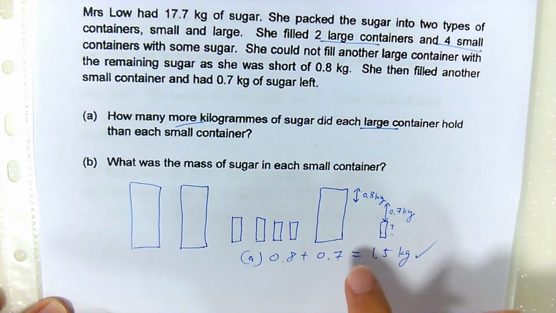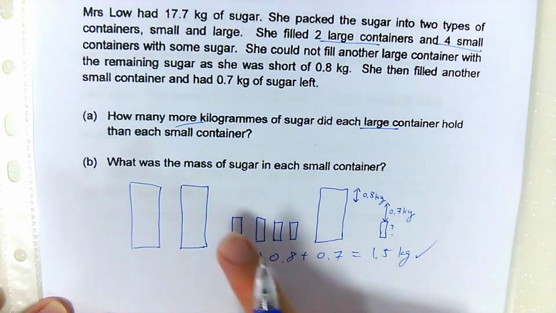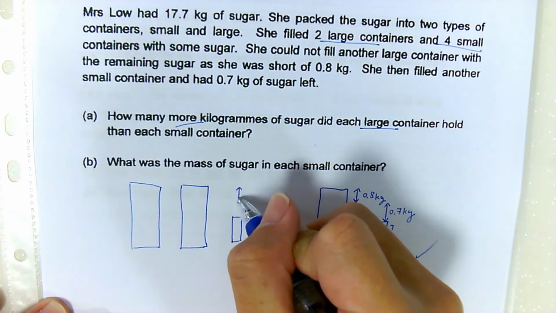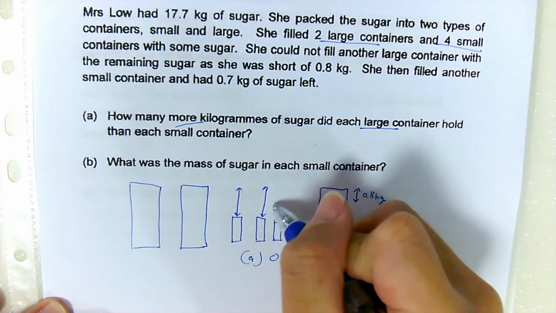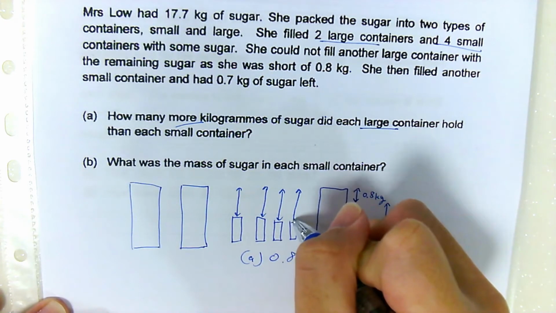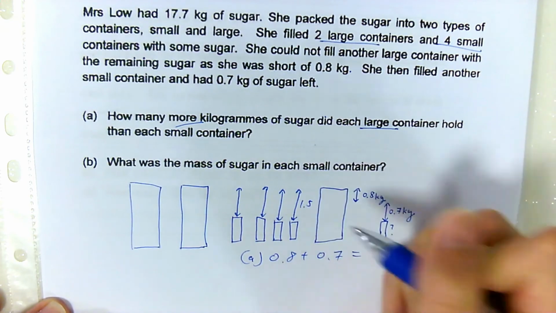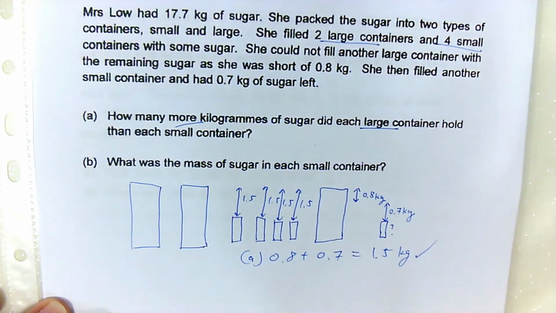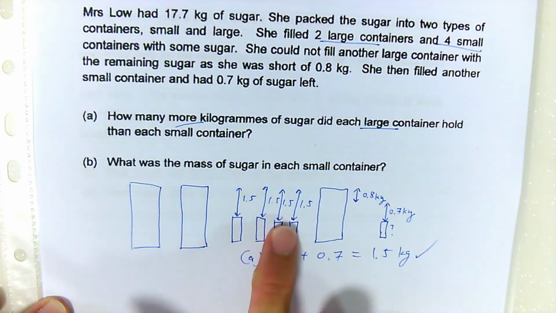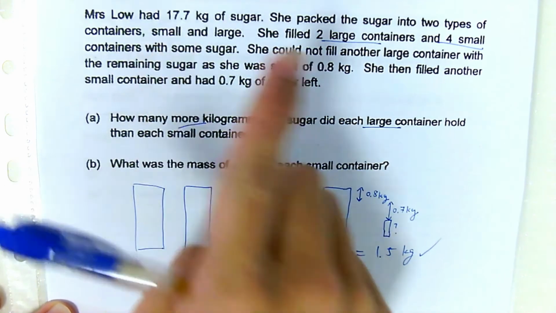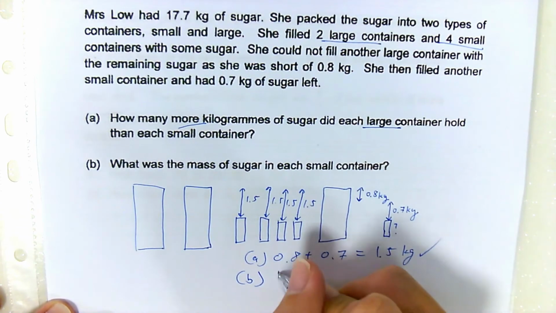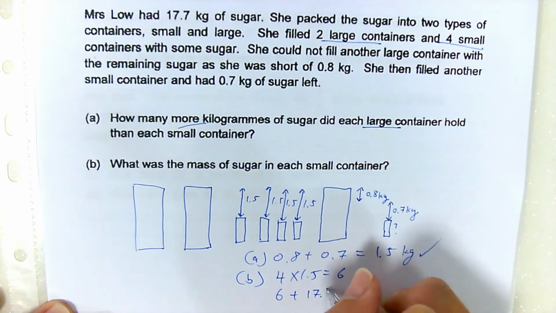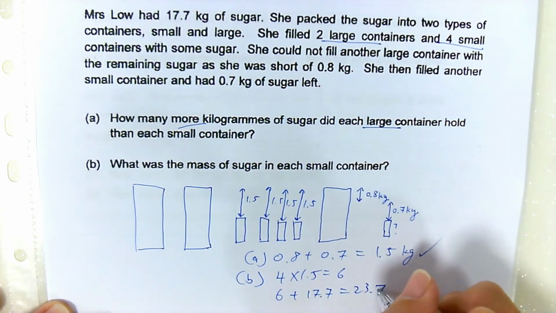So with this, you can actually do this. You see, each large container can contain 1.5 kg more than a small container. So which means, from here to here, from here to here, from here to here, each of them is 1.5 kg. Okay, so 1.5, 1.5, 1.5, 1.5. Now, I will take 4 times 1.5 and then add it to the 17.7 kg. So for part B, take 4 times 1.5, this will be 6 kg. I take 6 plus 17.7 kg, this will be 23.7 kg.